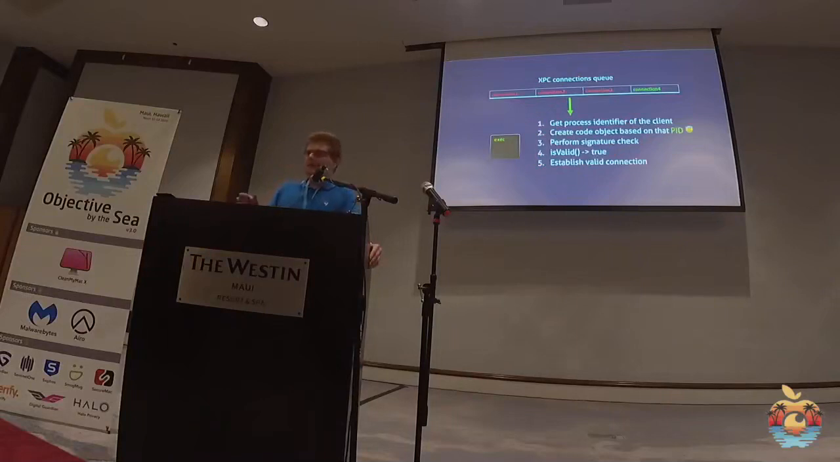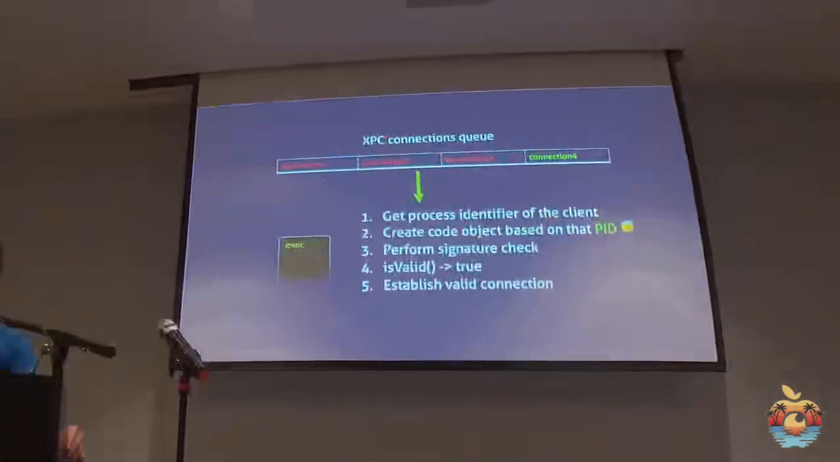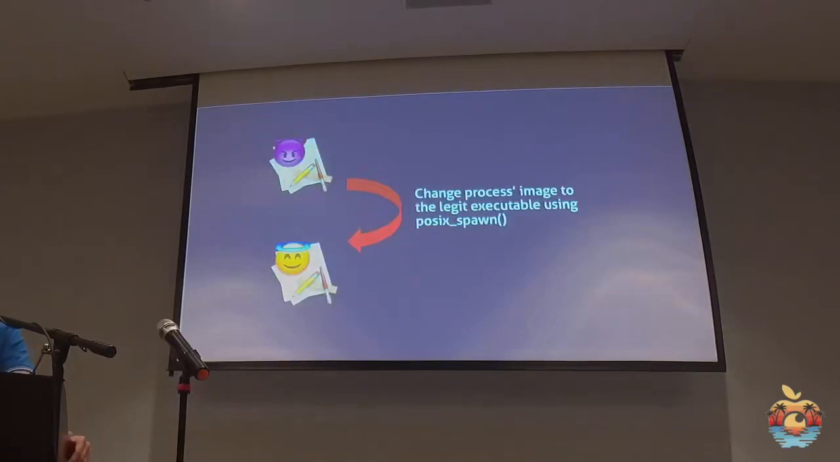And the algorithm now looks like as follows. The XPC server pops the connections from the queue with the privileged action request, and performs, of course, the general validation on it. But at the same time, the malicious application may do the following trick. It may change the process image to a legit executable using that POSIX-spawn function. So we are inside the same process.